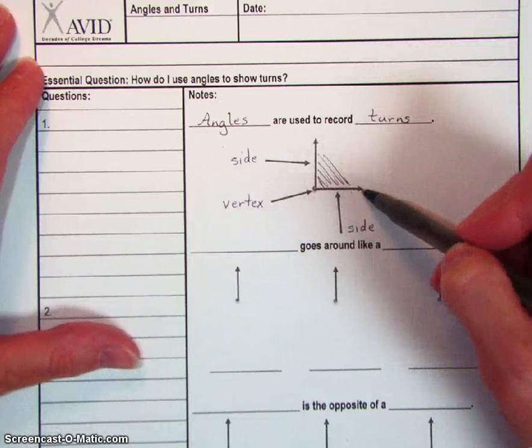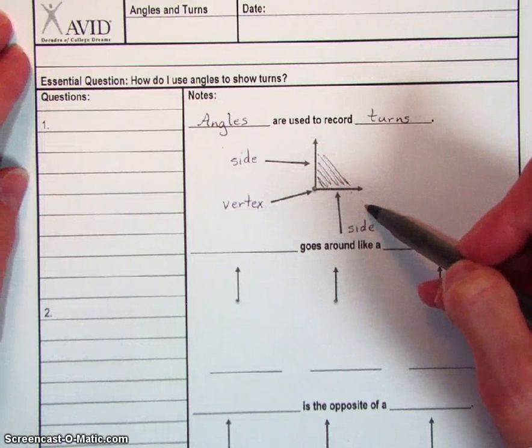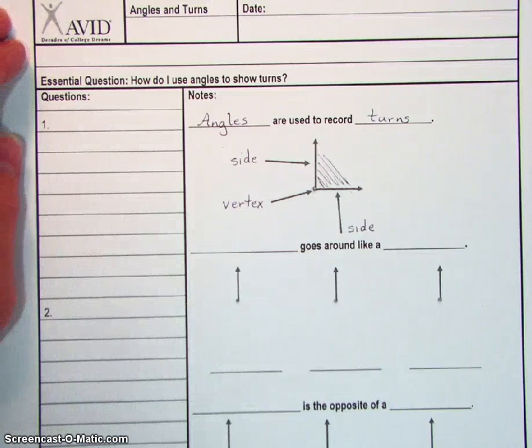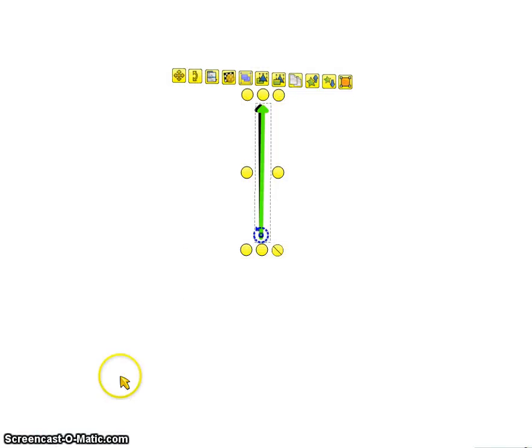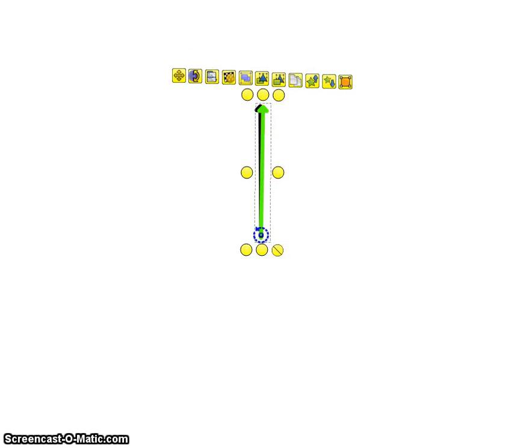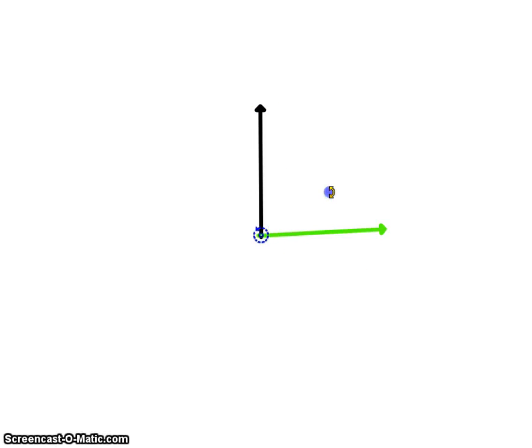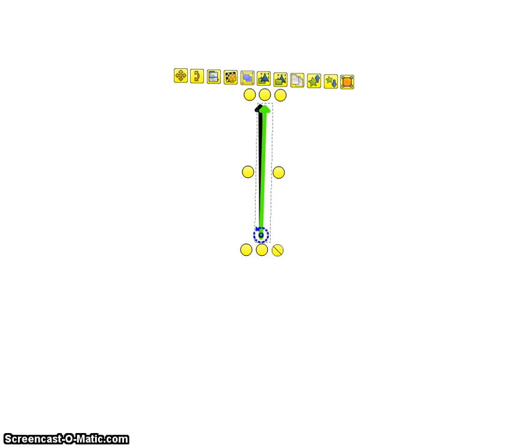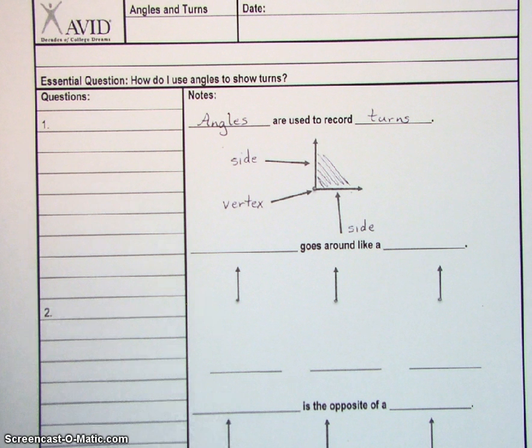The sides can be moved to create different kinds of angles. Let's take a look at an example of that. So I have two sides right here that are hooked basically together right now. But I can take them and move them either clockwise or counterclockwise to create different angles. The first angle we're going to take a look at today is clockwise.